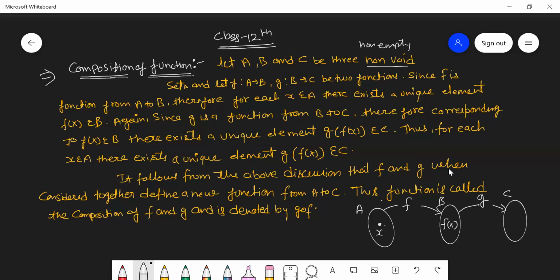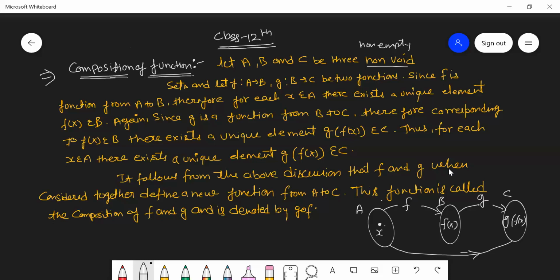So corresponding to f(x) belongs to B, there exists a unique element g(f(x)) which belongs to C. Thus for each x belongs to A, there exists a unique element g(f(x)) which belongs to C.